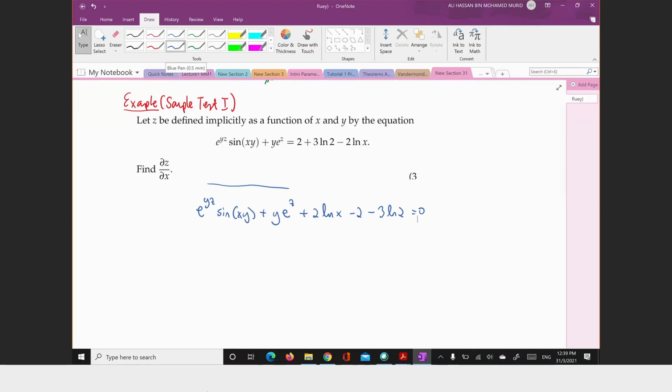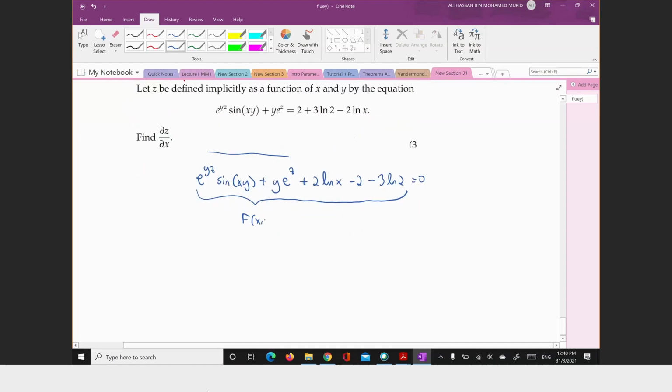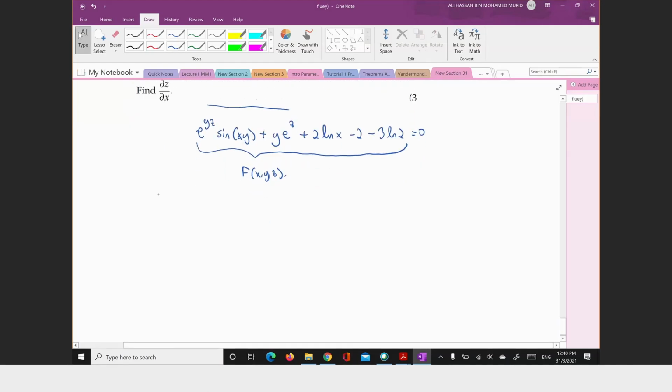So the expression on the left is a function of three variables, capital F(x, y, z). Here z is a function of x and y, but defined implicitly according to the given relation. As you can see, it is hopeless to solve for z. I don't know how to solve for z in terms of x and y. Nevertheless, we can still determine z partial x from the formula that we have derived. It is minus f partial x divided by f partial z. What is f partial x?